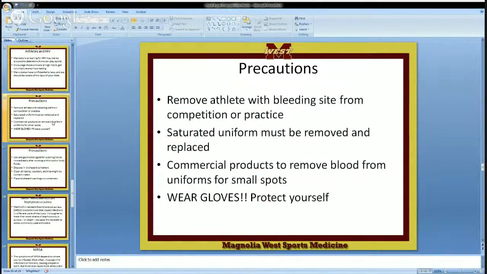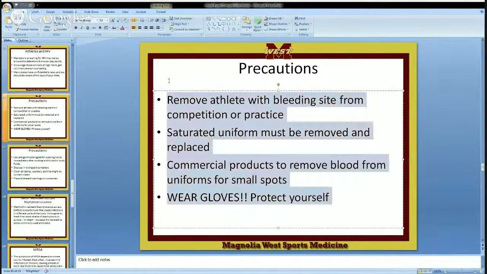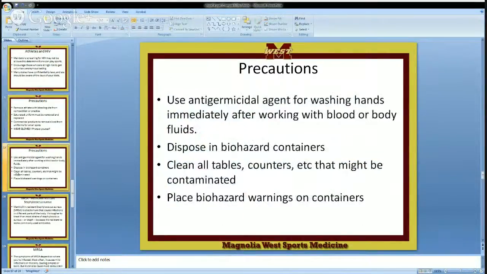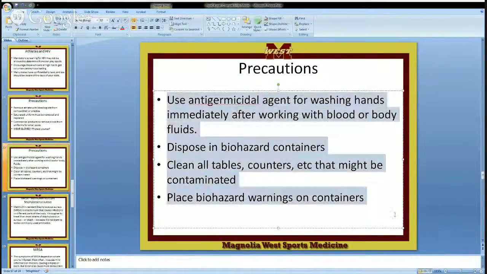So, how about precautions on slide 16? All the following are examples of precautions to avoid getting HBV or HIV. So, you need to know the entire slide. Number 17, here's some more precautions. Use anti-germicidals, put stuff in biohazard warnings, clean your tables, dispose of your biohazard materials properly. This slide, you'll see it 2 or 3 times on the test. So make sure that you know everything on that slide.